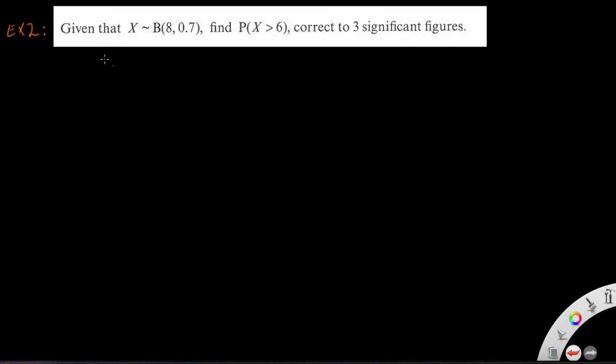Second example, given that x has binomial distribution with parameters 8 and 0.7, so it means that n is 8 and p is 0.7. So q will be 1 minus 0.7, which is 0.3. It says find the probability of x greater than 6. What does it mean? It means that the number of successes is going to be greater than 6.